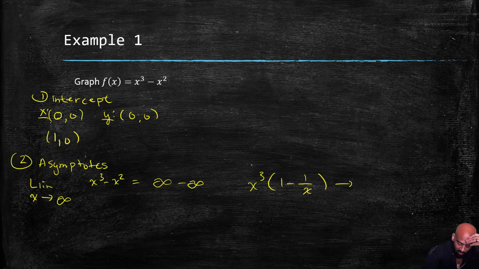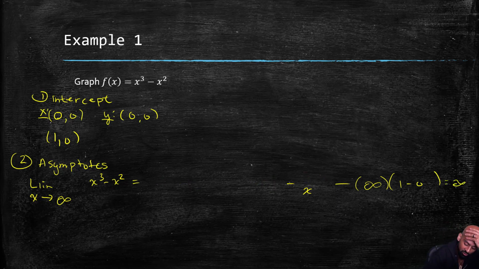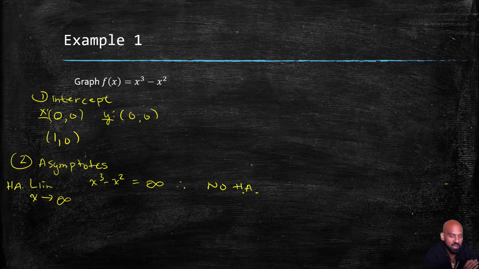Then when you take the limit again, I'm going to erase all of this, by the way, because the space is important. When I take the limit as x goes to infinity, that gives you a big number times 1 minus 0, and that is just infinity. So when we try to find the horizontal asymptote, we get infinity, and that means there are no horizontal asymptotes at infinity. If you go to negative infinity, you'll see it's the same thing.